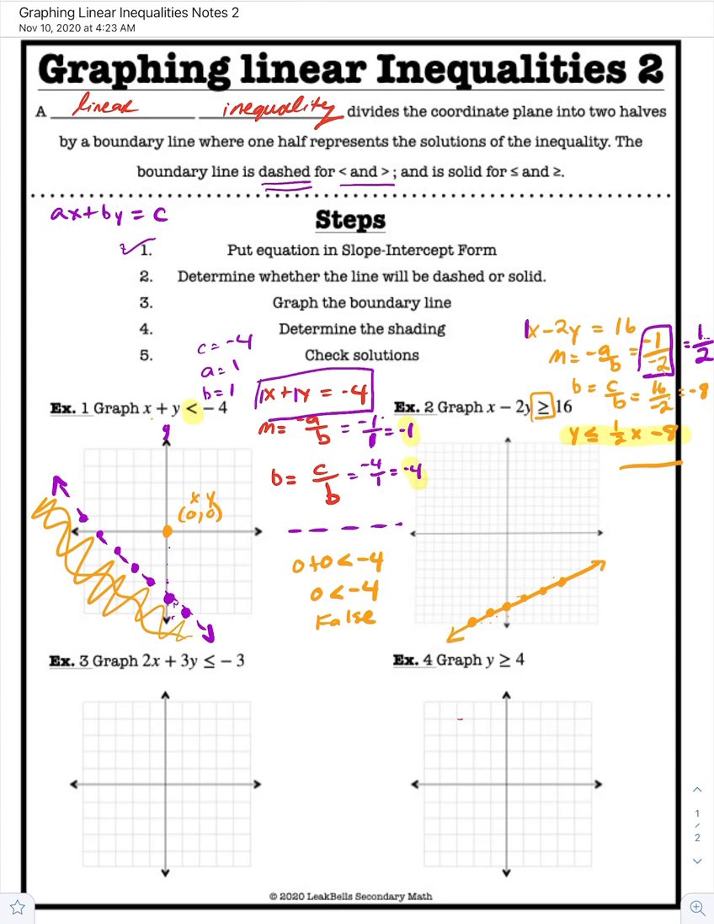All right, so we've completed steps 1 through 3. Now we have to determine shading. Since we're dealing with less than or equal to, we're going to be shading below. Less than, below. Less than, below. So this is under the line, so that's below. So that's the way we're going to shade. This way. All right. And we're going to do like we did in the other problem. We're going to use 0, 0 to check our solutions.